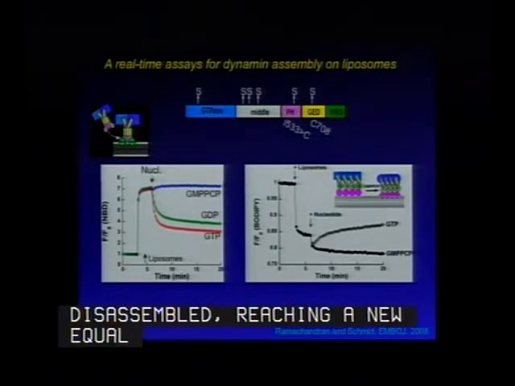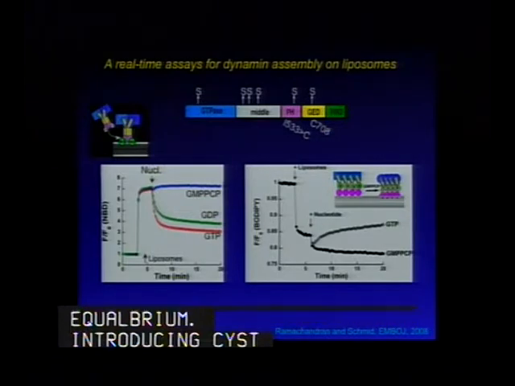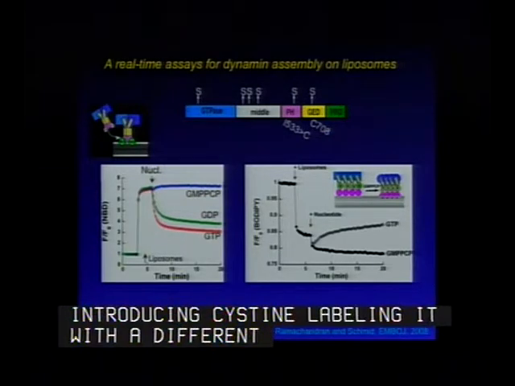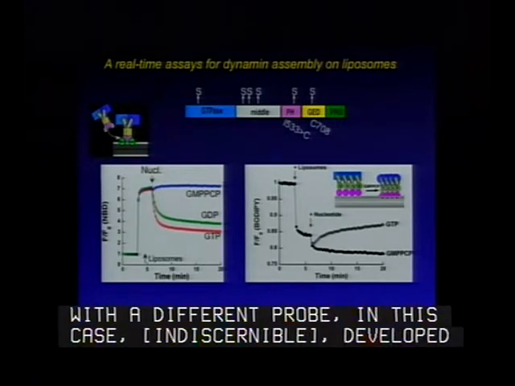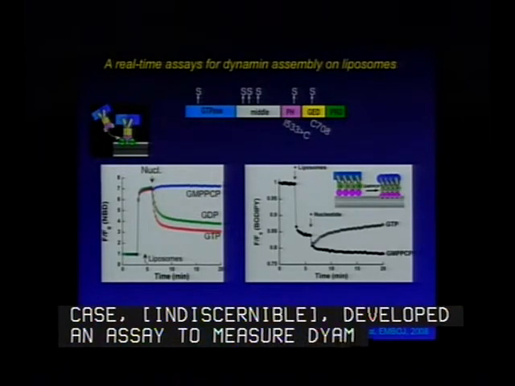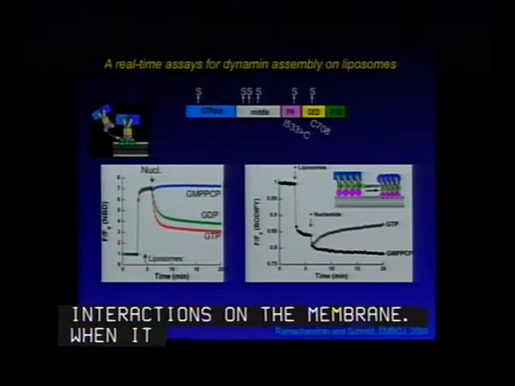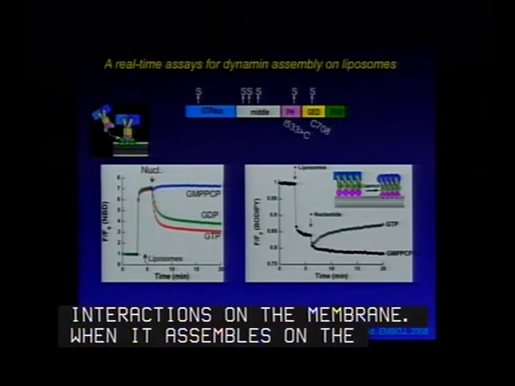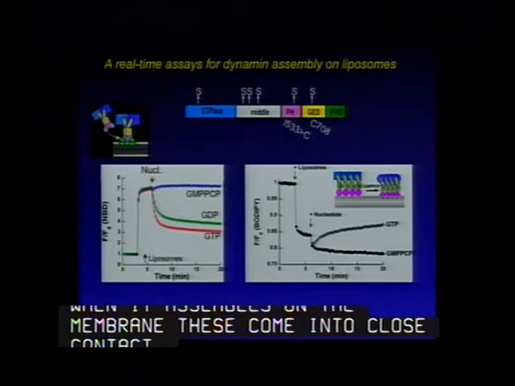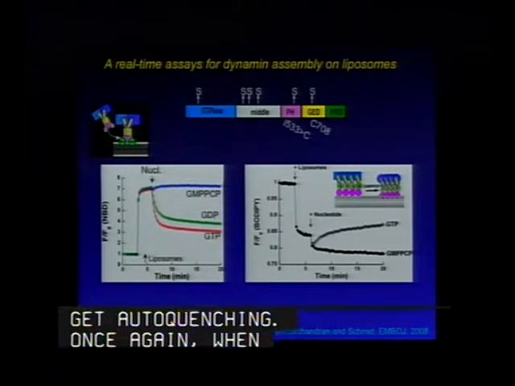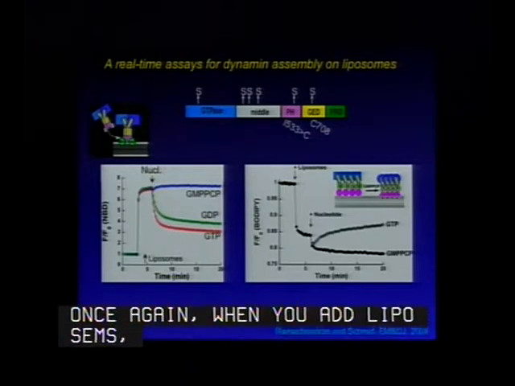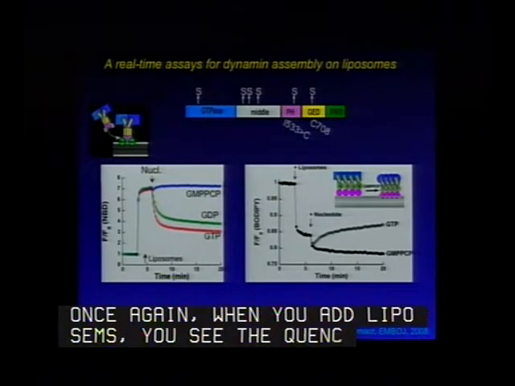Introducing cysteine in another location in the molecule and labeling it with a different probe, in this case BODIPY, Rajesh developed an assay to measure dynamin-dynamin interactions on the membrane. When dynamin assembles on the membrane, these BODIPY fluorophores come into close contact with each other, and you get auto-quenching. So once again, when you add liposomes, you see the quenching of BODIPY fluorescence due to dynamin-dynamin interactions.